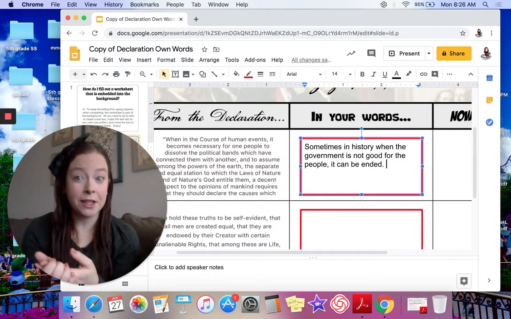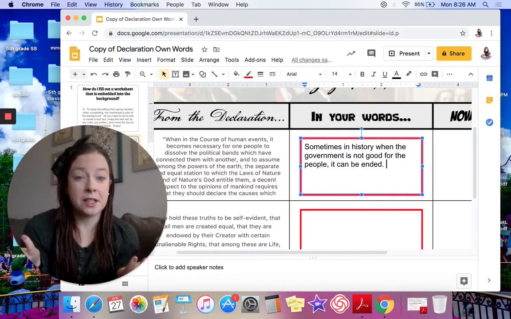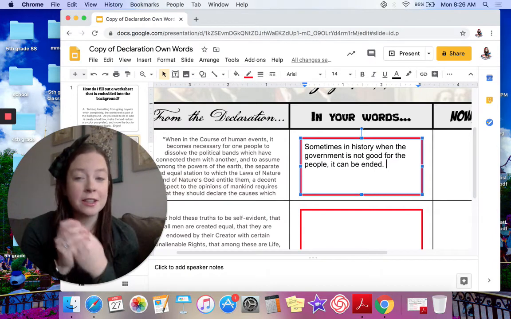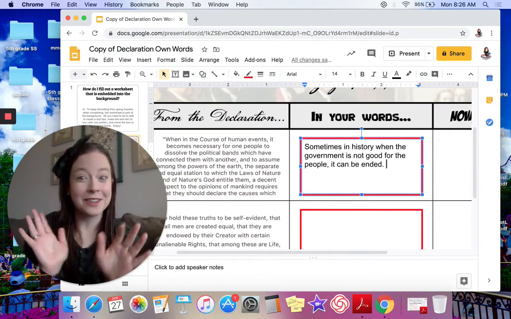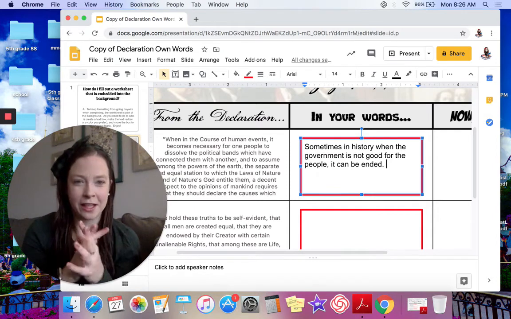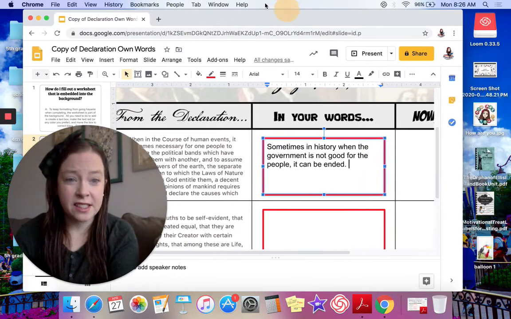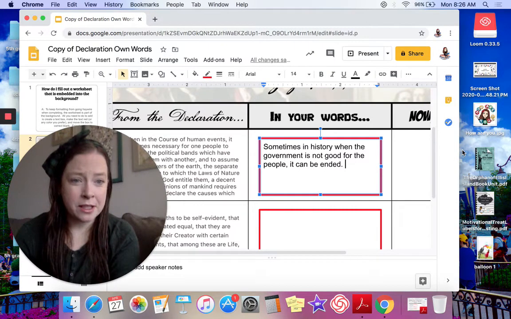Because who's not being good? King George isn't being good. He's being awful. So sometimes in history, when the government is not good, and let's really be careful with that, okay? We're talking about the extremes of before the revolution. These are really bad things. It can be ended. Now, I need to add some picture that maybe describes that.